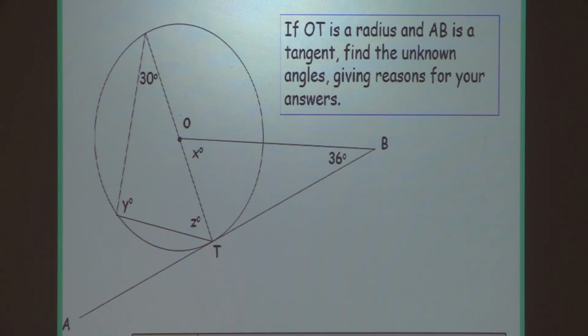Then the last one will be z. We've got 30, we've got 90, we've got z. They must give me 360. 360 is made out of two 90s. This is the first 90. Let's find the second 90 between these two. If this is 30, therefore this should be 60 to give me the second 90, to give me 180 altogether. So z must be equal to 60 degrees. So that's how you go about solving problems.